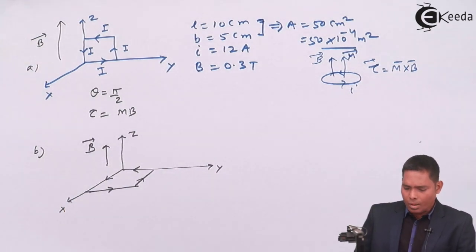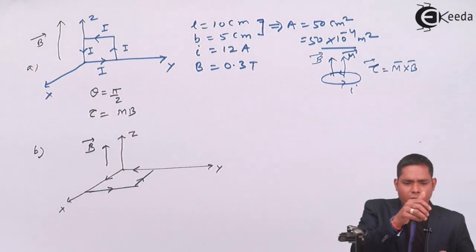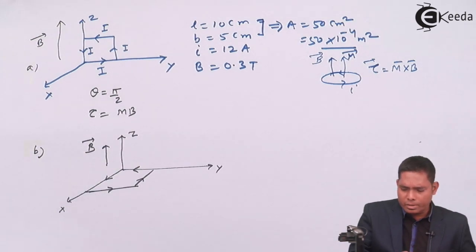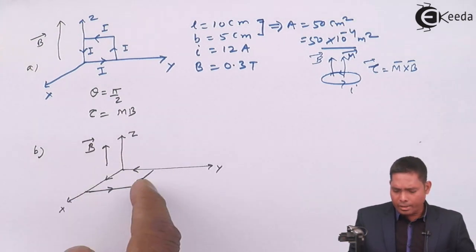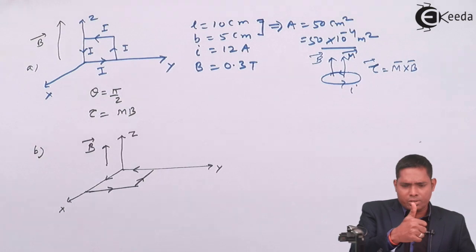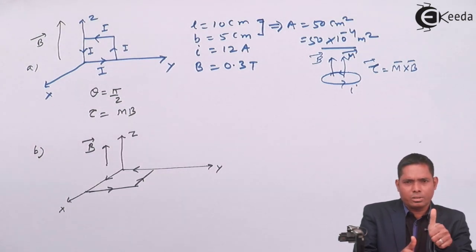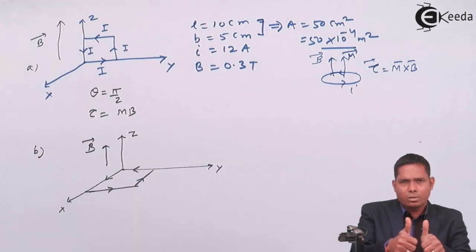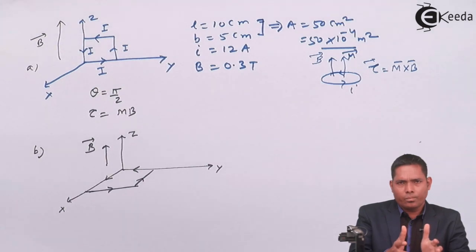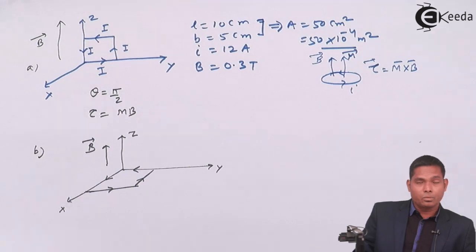Now suppose this is my X, this is my Y and this is my Z. The coil is placed in XY and the orientation is like that. X, Y and Z like this. So M is in this direction, that is in the Z direction, and B is also in the same direction. So in this case M and B are in the same direction, therefore the torque is 0. When the torque is 0, you have stable equilibrium.